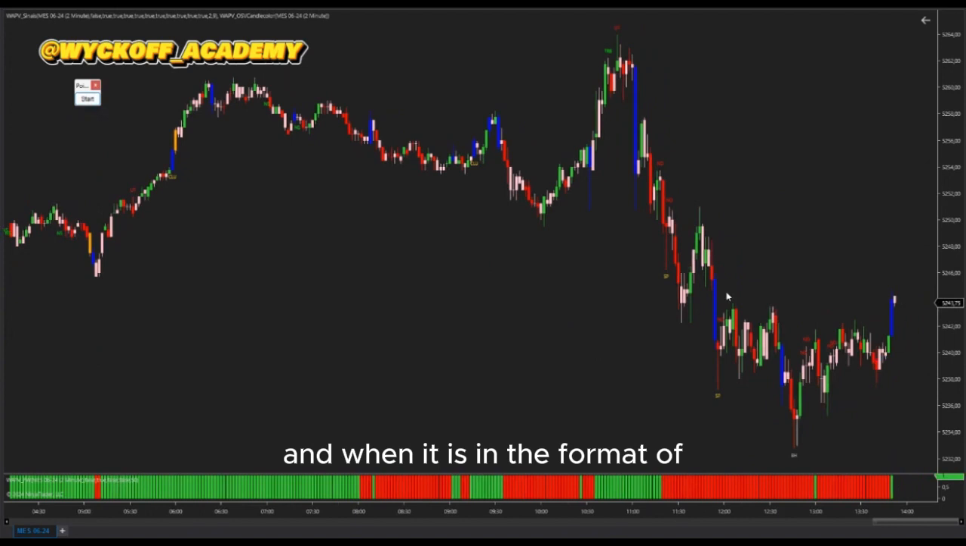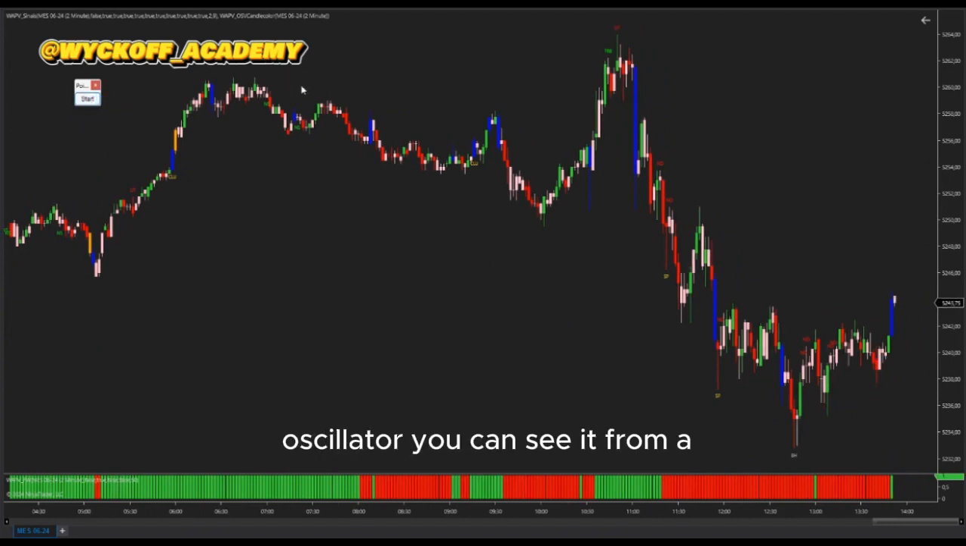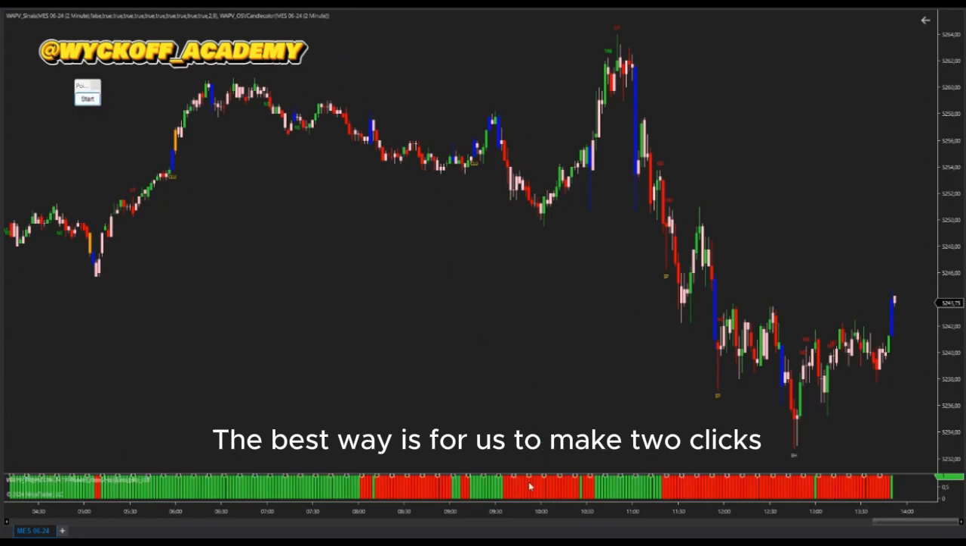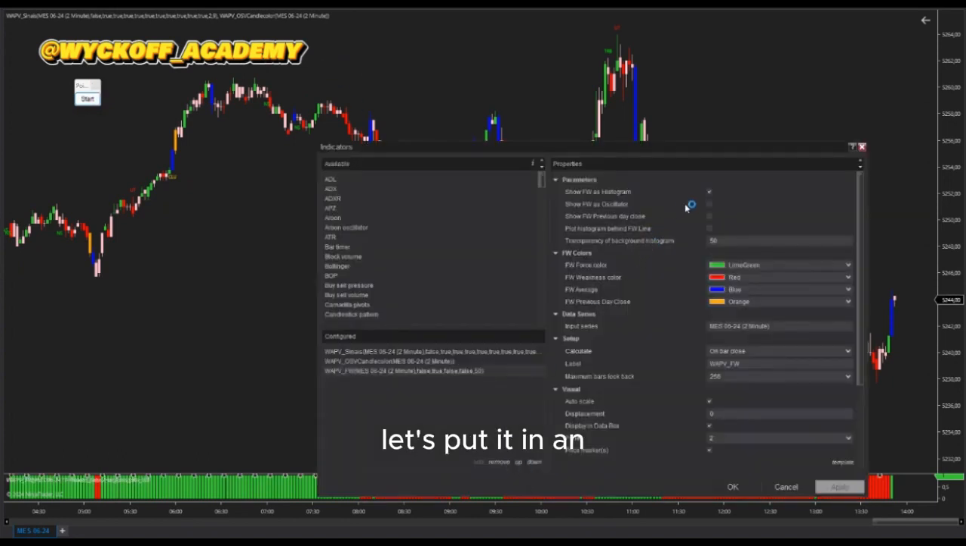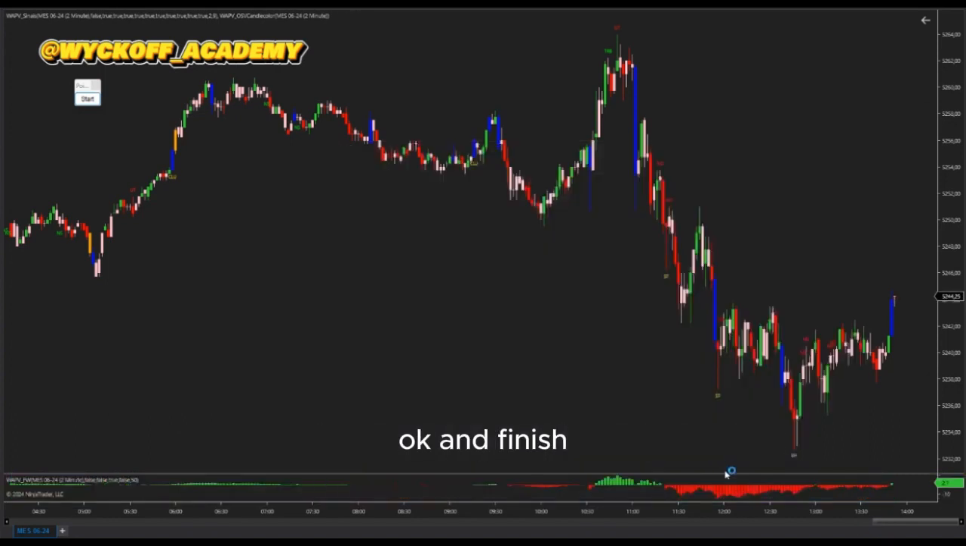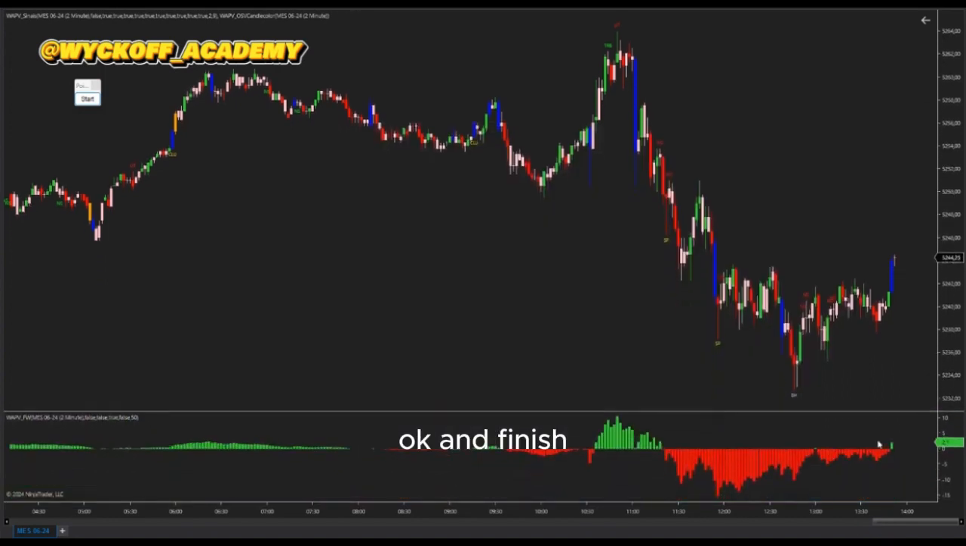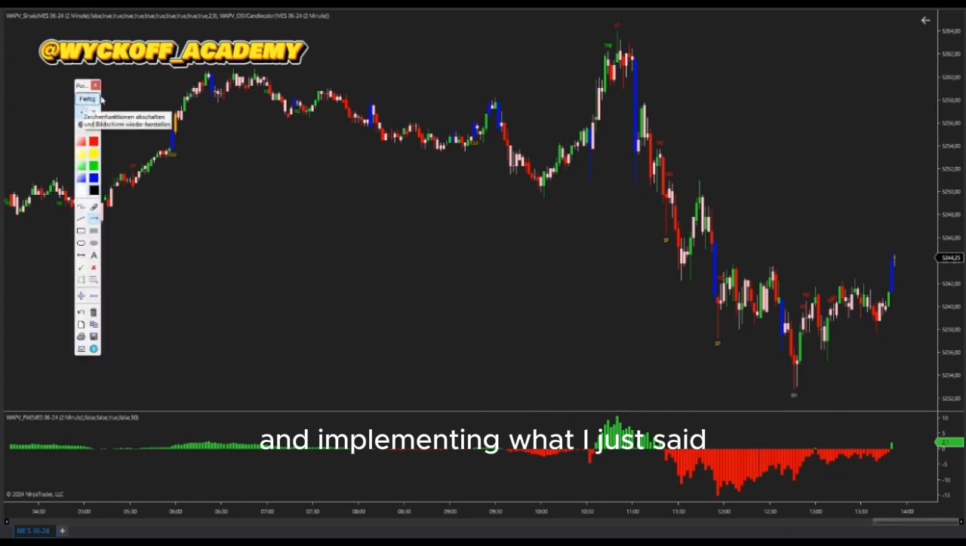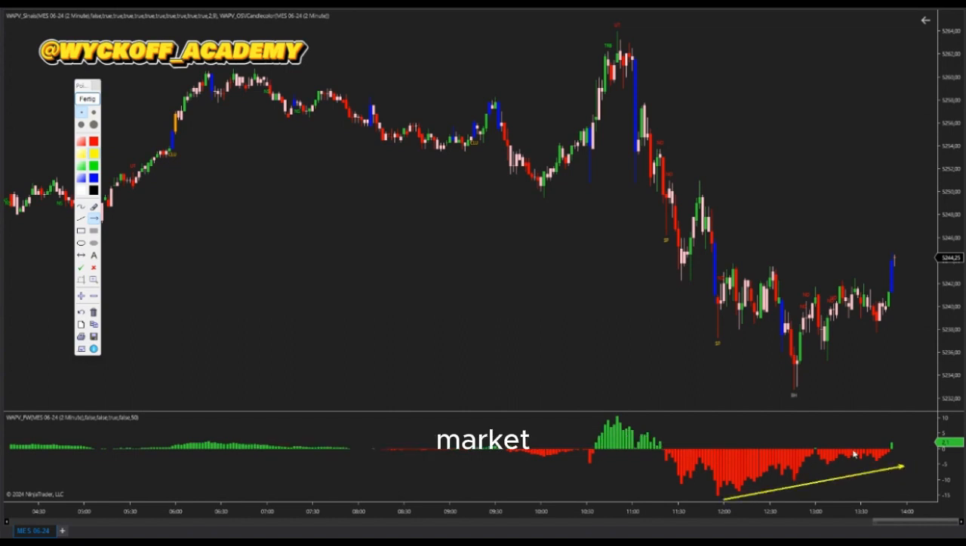And when it is in the format of oscillator, the best way to see it is for us to make two clicks. Oscillator format, and see if anything changes. OK, and finish. Implementing what I just said, so we have it in an oscillator format. We can see that the market is wanting to reverse, even if only possibly, right?